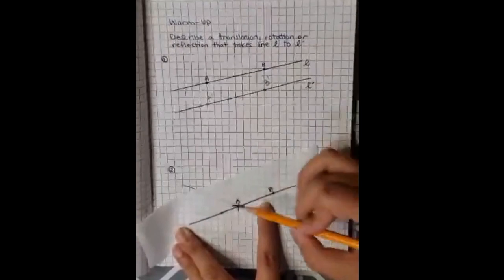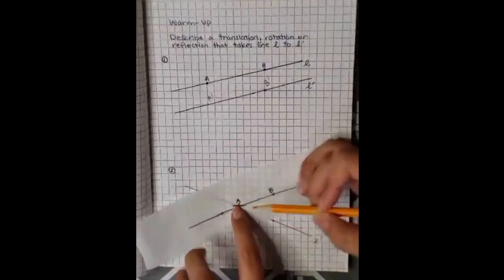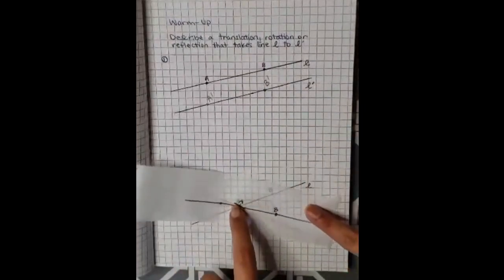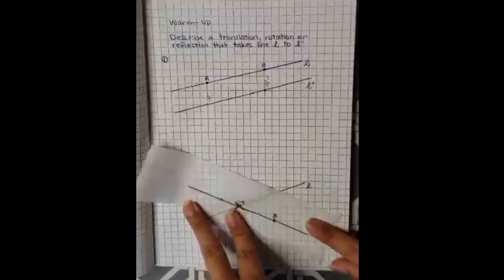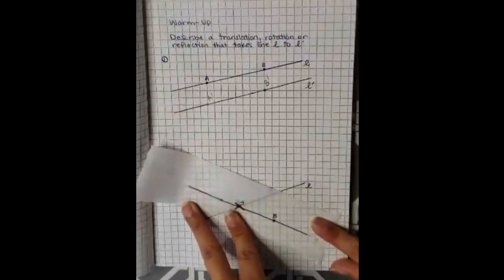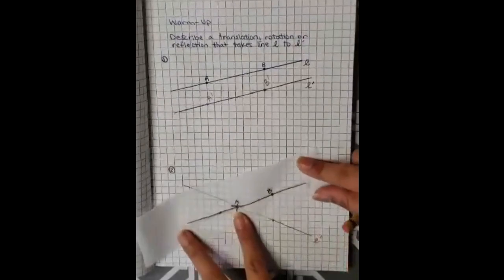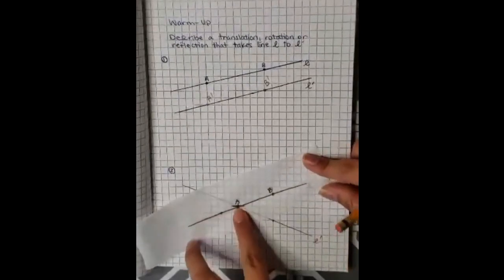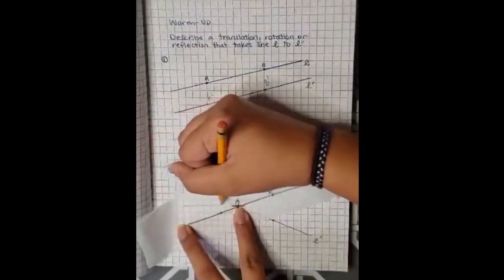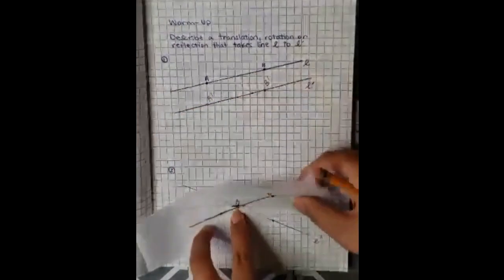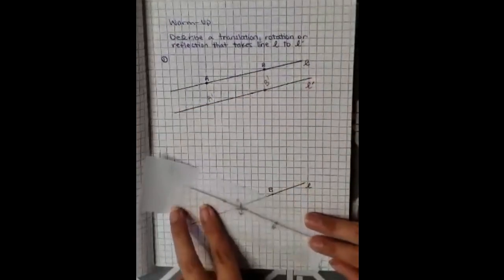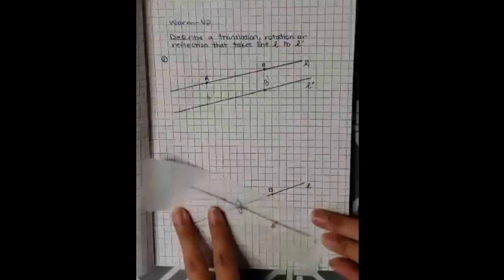is to rotate. So I would put this as my center. I could rotate it until they line up. So if you chose rotation, very good. There's another option. You can reflect. This would be my line of reflection. I would flip it, and it would line up perfectly.